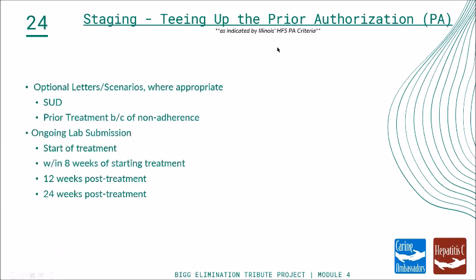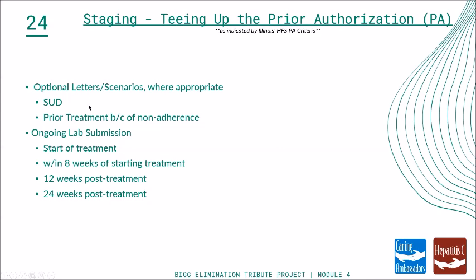So just to wrap up with this prior auth piece, a couple of optional letters or scenarios. While yes, they require that letter of commitment, which is a bit pejorative in nature, here's a couple other ones as well that are somewhat optional in scenarios where you have someone with a known substance use disorder or who has a prior treatment for their hepatitis C and want to make sure that if they're being treated again, that they're able to sign something to know that they will be adherent this time.